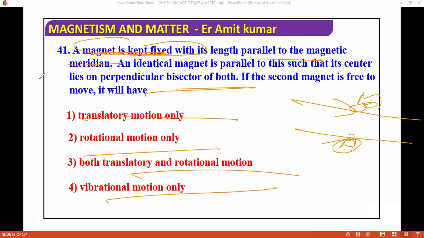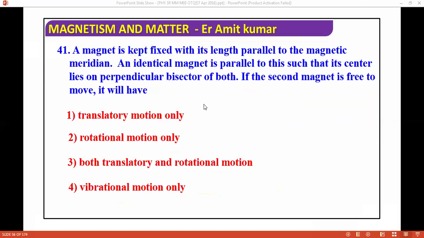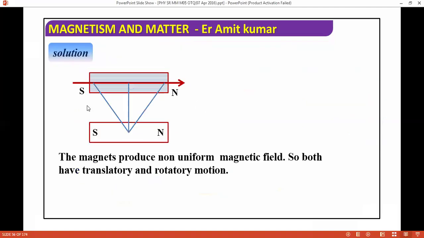So what is happening here? We are keeping the two magnets, south and north. The magnet produces a non-uniform magnetic field. So the second magnet has both translatory and rotatory motion. So the answer is the third option.